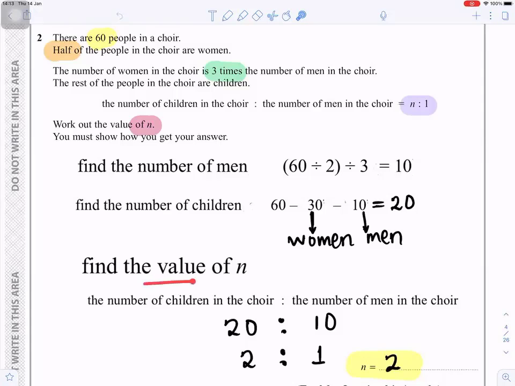Now we want to find the value for n. We use that ratio. The number of children in the choir is 20 to the number of men in the choir, which is 10. We simplify. Divide by 10 on both sides. 20 divided by 10 is 2. And 10 divided by 10 is 1. So the ratio is 2 to 1. So that means the number of children to the number of men is 2 to 1. So n is 2.